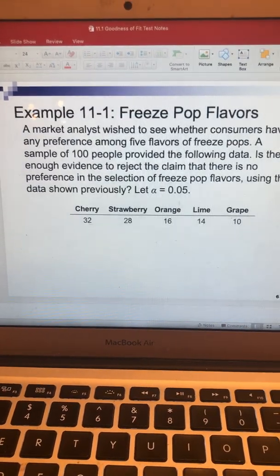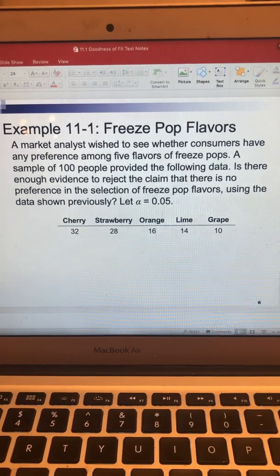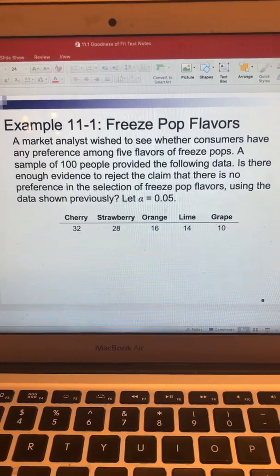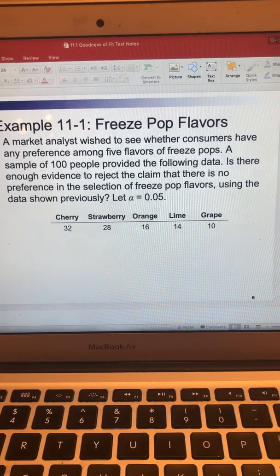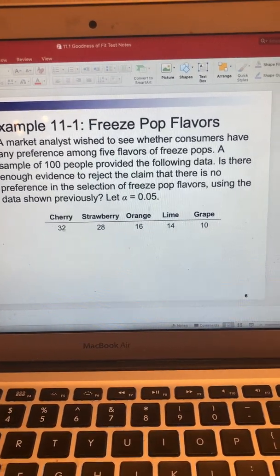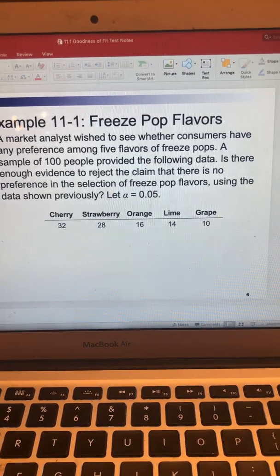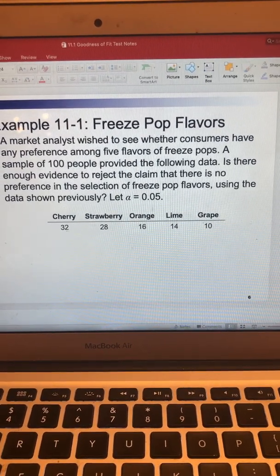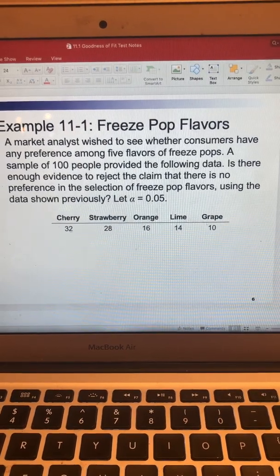So problem number 1. We have a market analyst who wants to see whether or not there's a preference among 5 different flavors of freeze pops. So of course, to answer this question, they go out and they take a sample. That's what we do in stats, we sample. And in this case, they sampled 100 people. And you can see the breakdown in the table of who liked what. And the question here is, is there a preference among these different flavors?